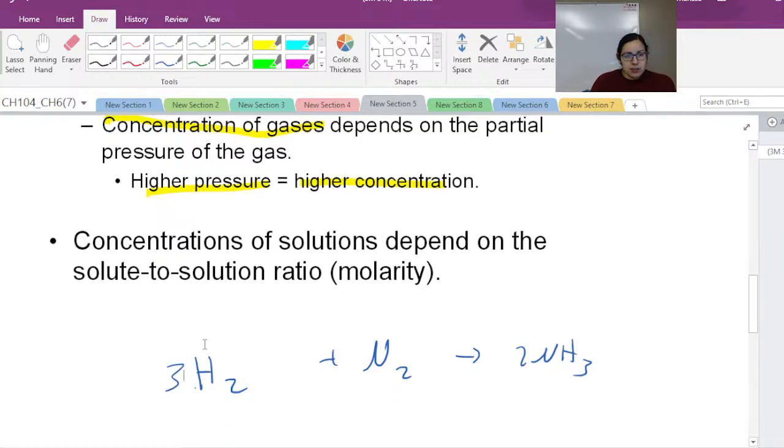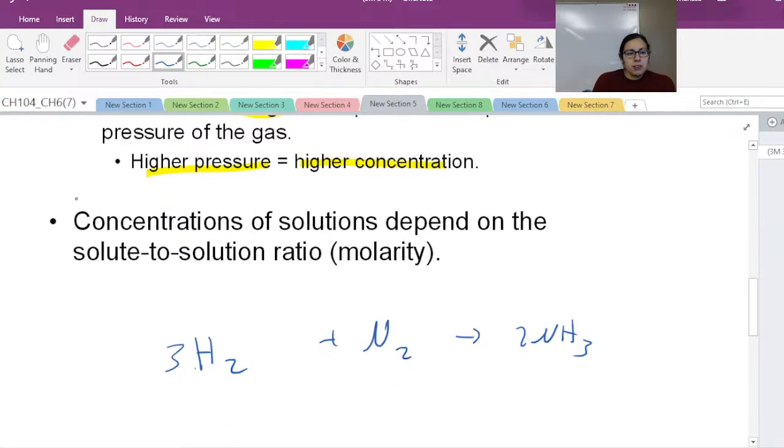And so concentrations also apply to molarity, which we've been kind of dancing around, but we'll formally cover it in the next week or so. But again, we'll see that the higher the molarity, the higher the concentration, the faster it reacts.